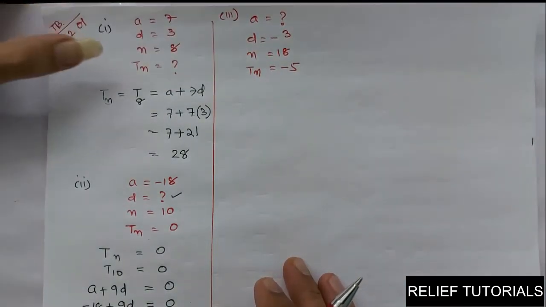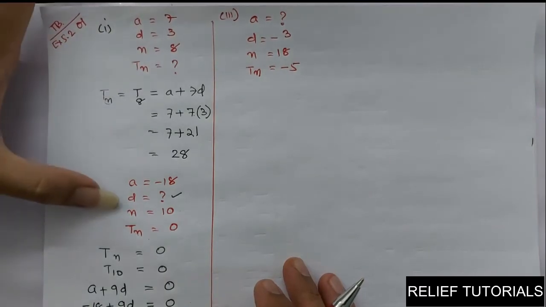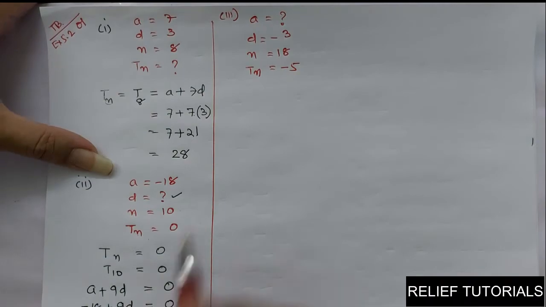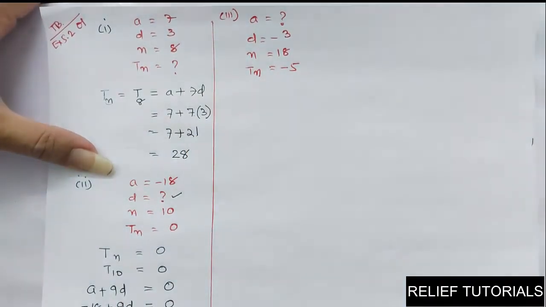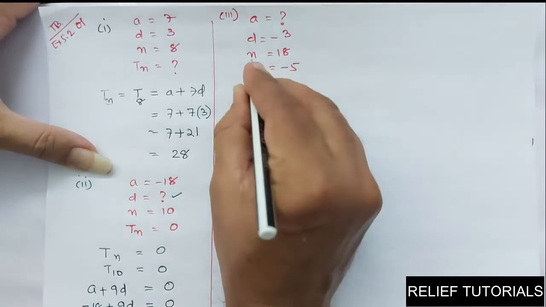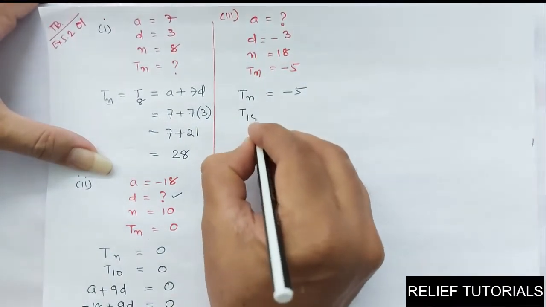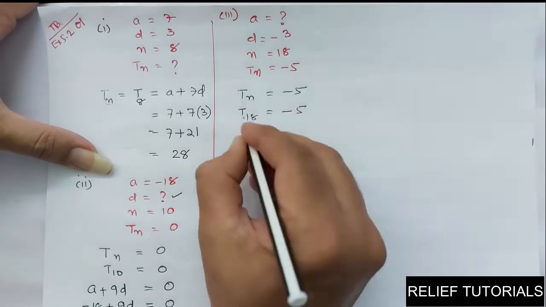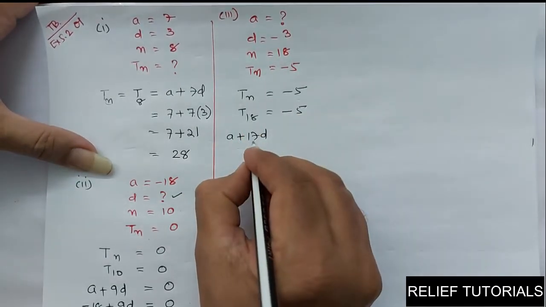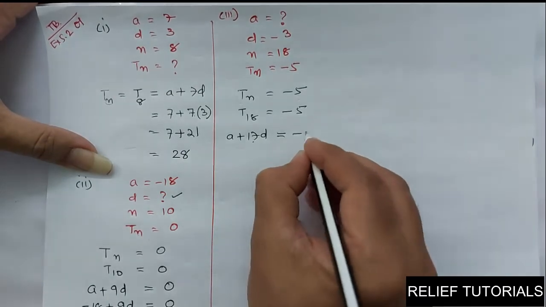Have you got it, friends? Here we had to find nth term. Here we had to find out D. Now we have to find A. Simple. Tn is equals to minus 5. See here it is given. Tn is equals to minus 5 and n equal to 18. So T18 is equals to minus 5. T18 means A plus 17D, 1 less. Do you remember that? Is equals to minus 5.